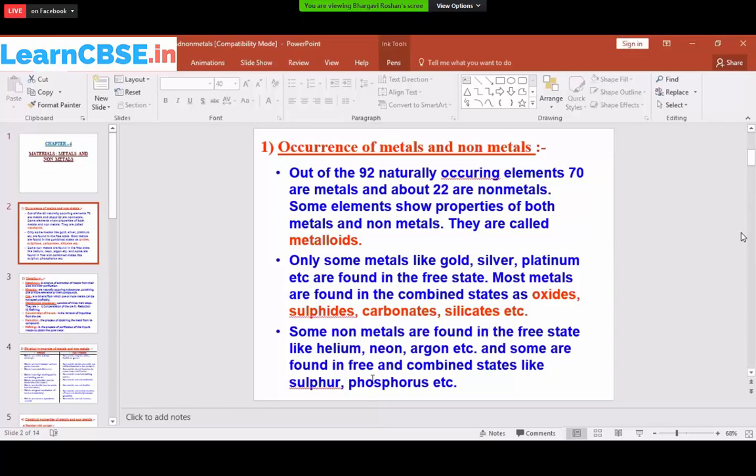Some are found in both free and combined states, like sulfur and phosphorus. These two will combine with their own atoms, and form S8 and P4. But they will not combine with any other atom.